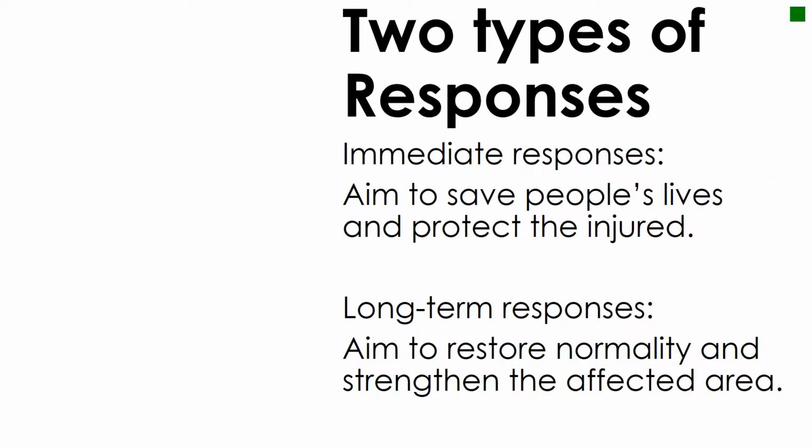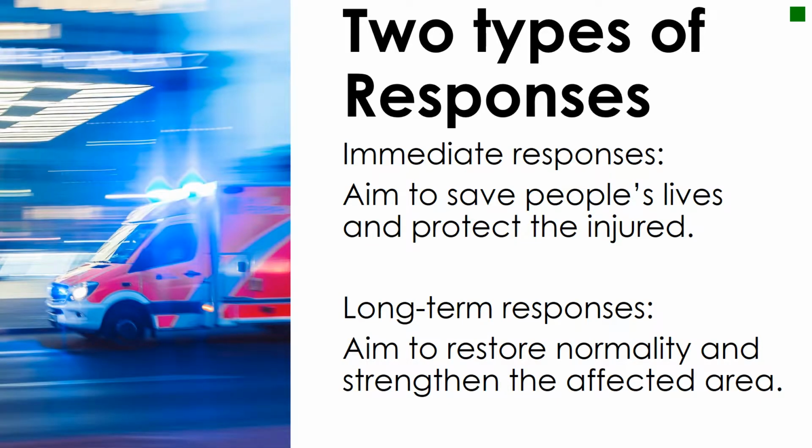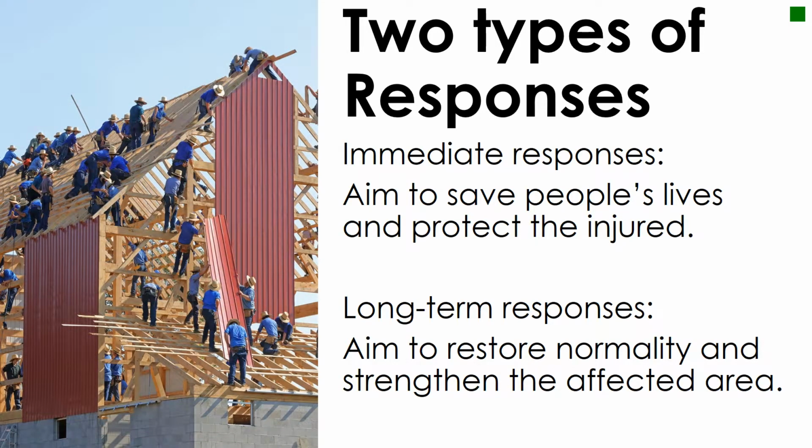So during a natural disaster, there are two types of responses. Firstly, there are immediate responses. These aim to save people's lives and protect any of the injured people who have survived the disaster. So they would include things like providing emergency water, food, medical supplies and hospitals, as well as shelter and clothes for the survivors. Long-term responses aim to restore normality and strengthen the affected area, so it would include education of the people and building things like earthquake-proof buildings so that if a future disaster was to strike, the area would be better equipped to deal with the problem.